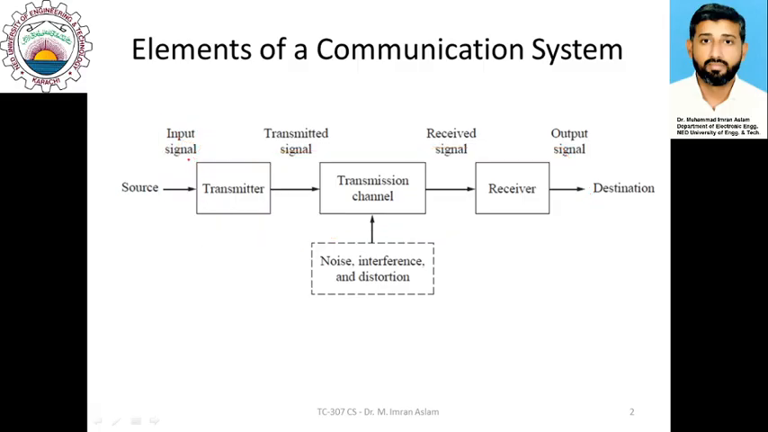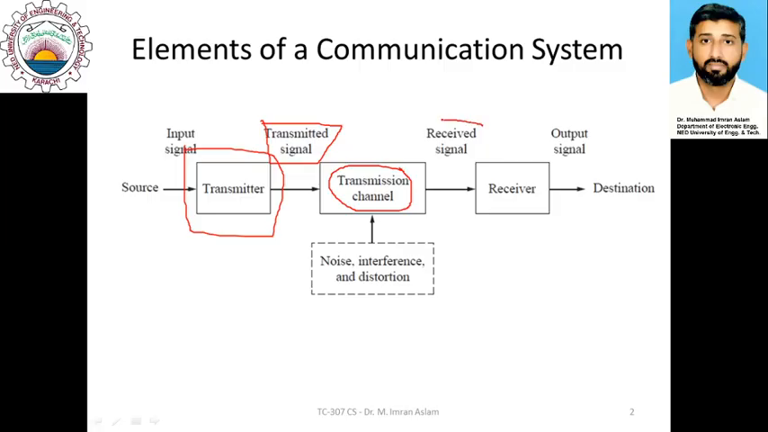So the first portion is transmitter. The first thing that is done by transmitter is to transform the information from the source into an electrical form. It performs the function of transducer. Secondly, it makes certain changes in that signal, and these changes are made in such a way that the signal becomes suitable for transmission. So after the changes are made, the signal is transmitted over a certain medium which is named as transmission channel.